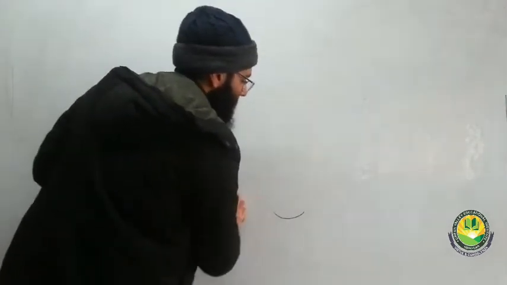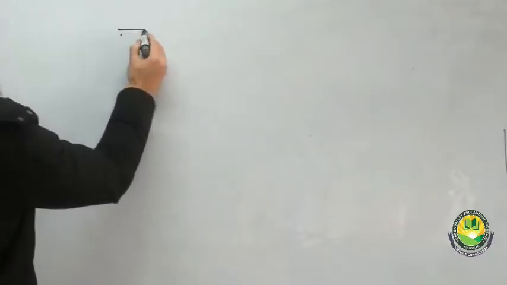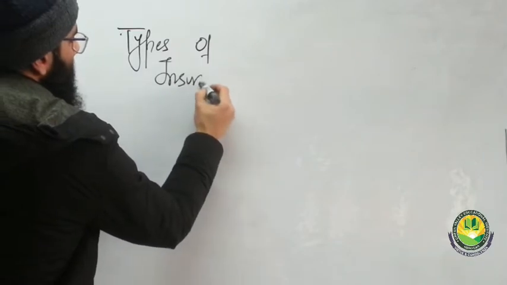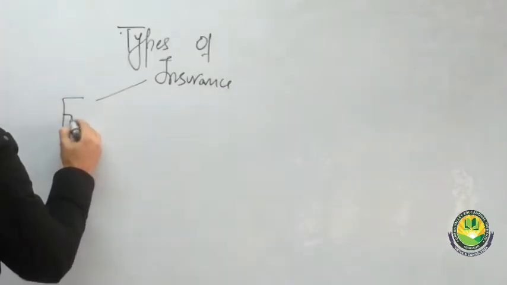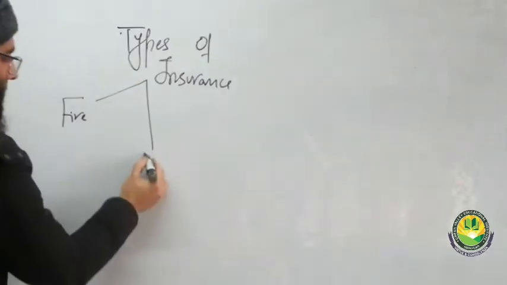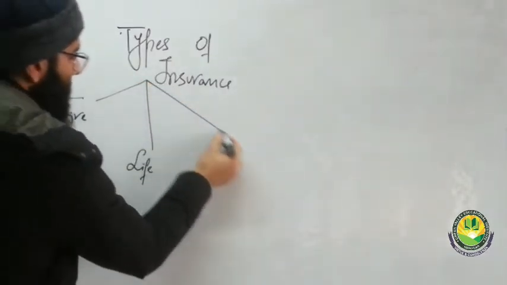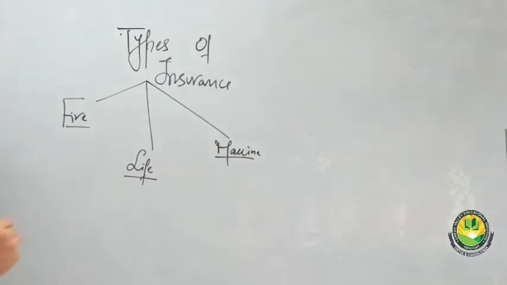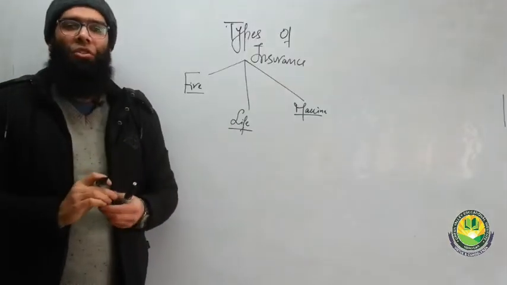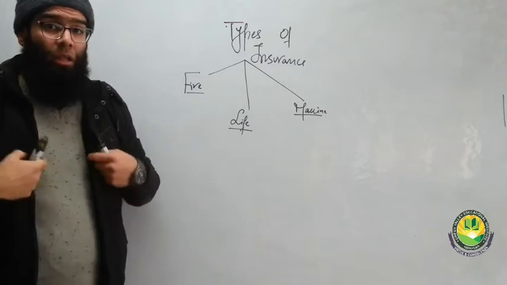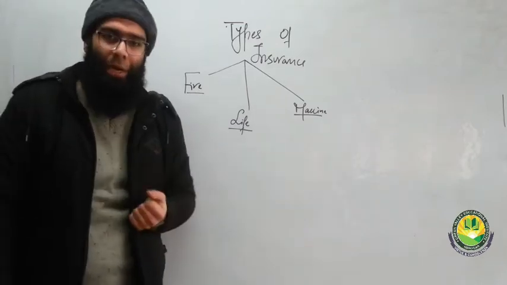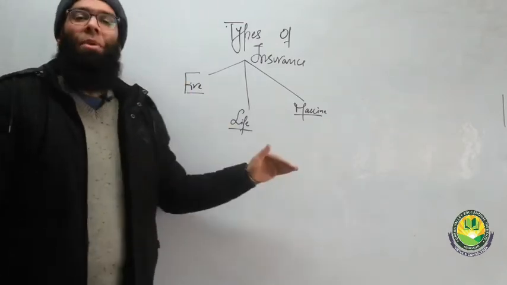As far as types of insurance is considered, we have 3 types of insurance. First one is fire insurance, second one is life insurance, and third one is marine insurance. Again, the basic principles shall remain same. We will repeat some of it, that fire insurance, life insurance, and marine insurance, all the 3 are contract of indemnity, because compensation will be given.